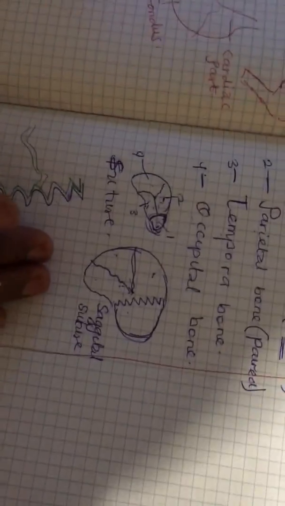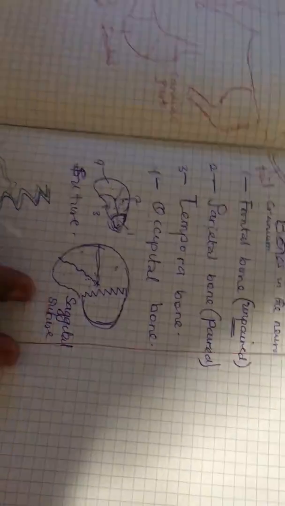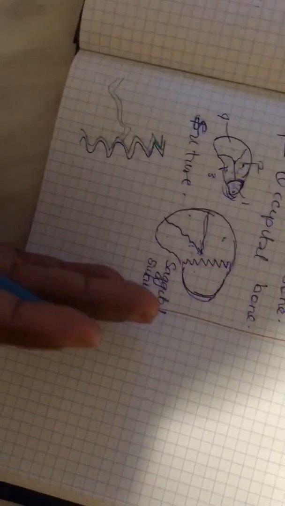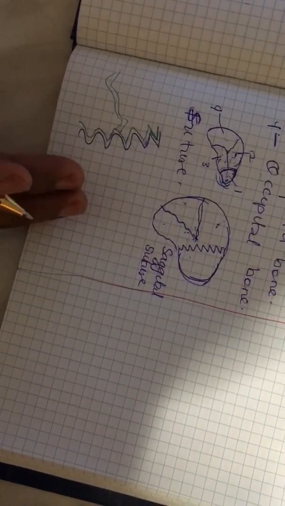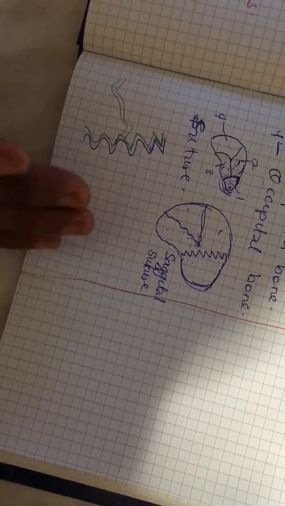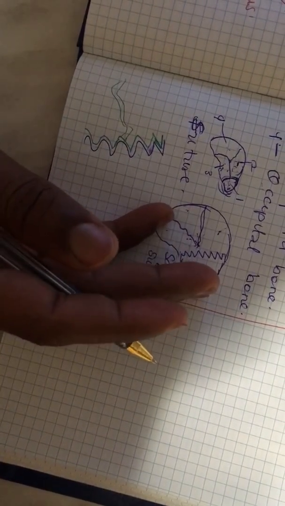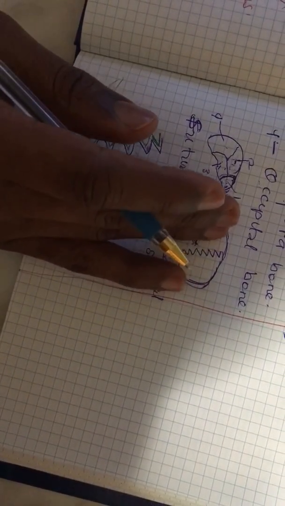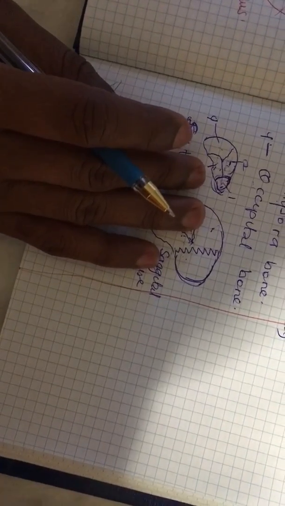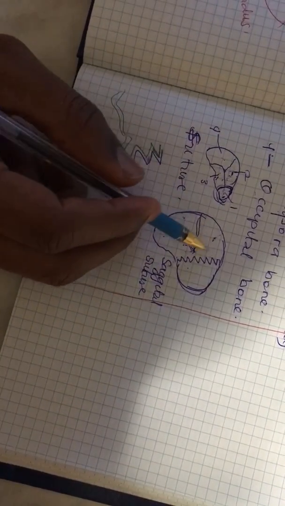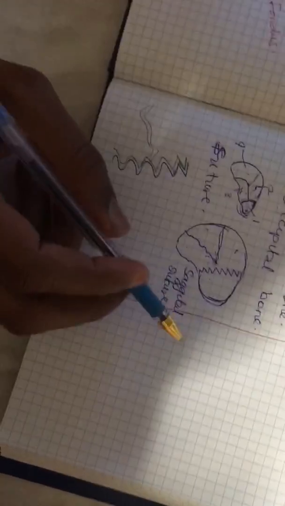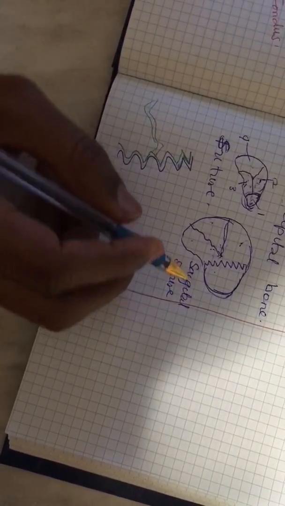So it gives anterior and posterior. This one is sagittal suture. Then you will say sagittal suture. What is sagittal suture? It is the junction between the frontal bone and the parietal bone. As you can see, this is parietal and this is frontal bone. That is sagittal suture.